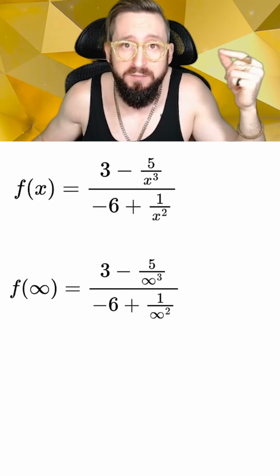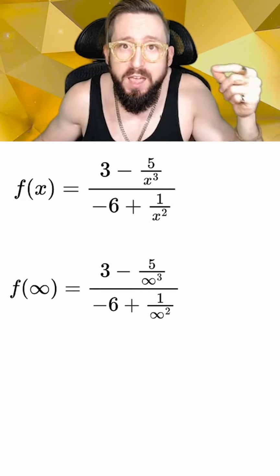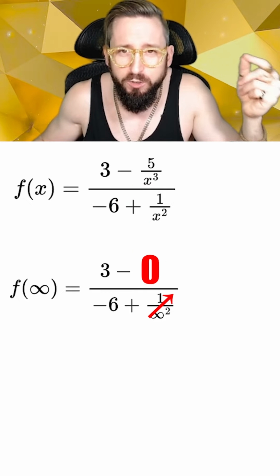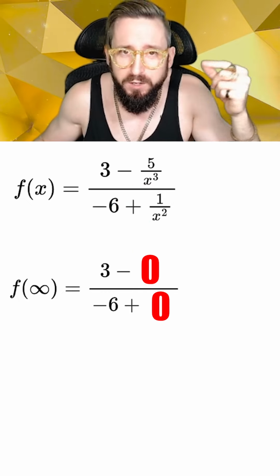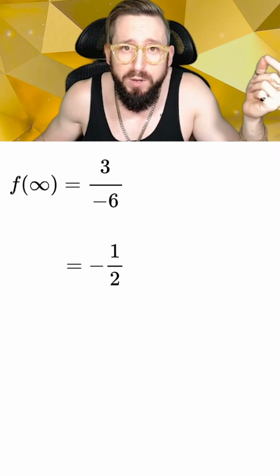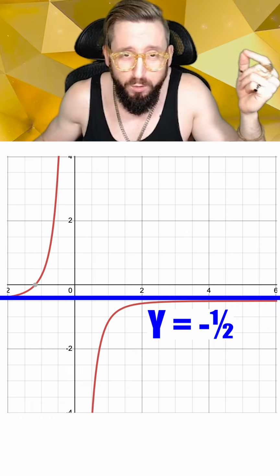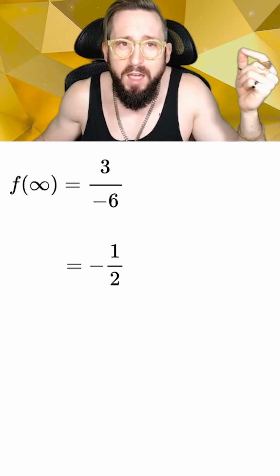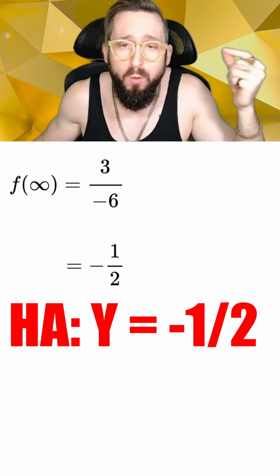Now we take the limit at infinity by plugging in infinity for x, and notice that these two far right terms will go to 0, since they are a number divided by infinity. This leaves us with 3 divided by -6, which simplifies to -1/2. So we can say that this function will approach y equals -1/2 as we go really far to the right, and thus the function has a horizontal asymptote at y equals -1/2.